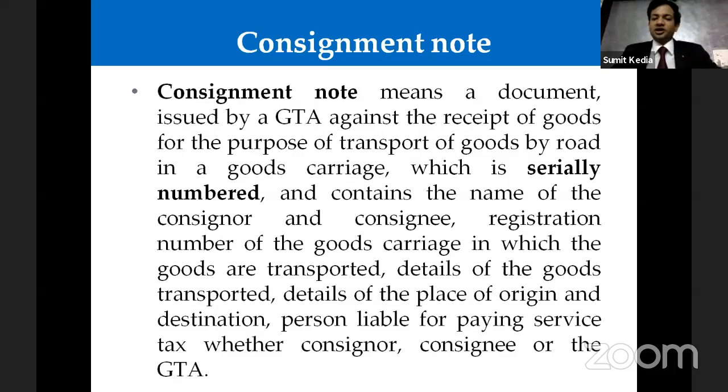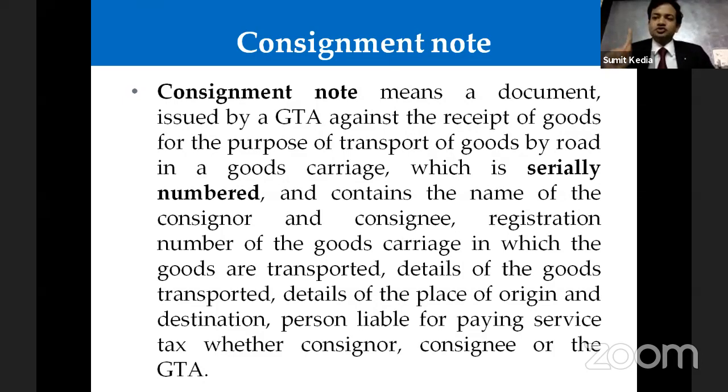Consignment note means a document issued by a GTA against receipt of goods for the purpose of transport of goods by road, which is serially numbered and contains the name of the consigner, name of the consignee, registration number of the goods carriage, details of the goods, details of origin, and the person liable for paying service tax, or since the service tax regime definition, whether consigner, consignee, or the GTA. So if you see, a consignment note is this.